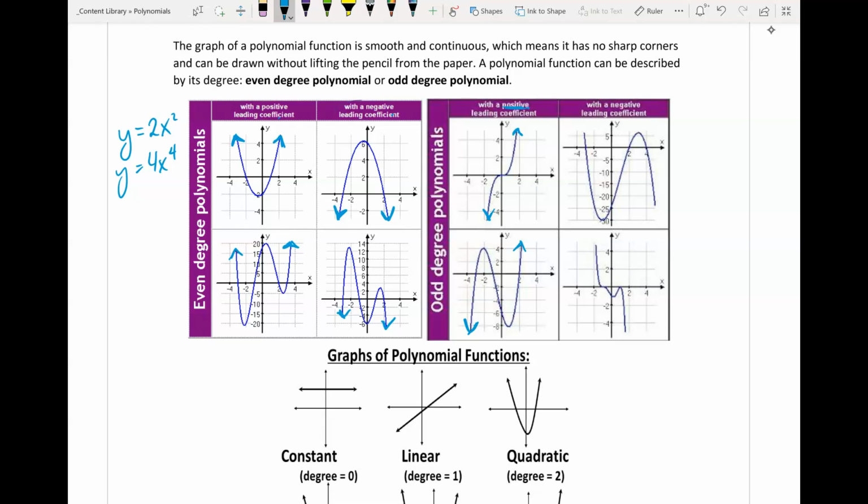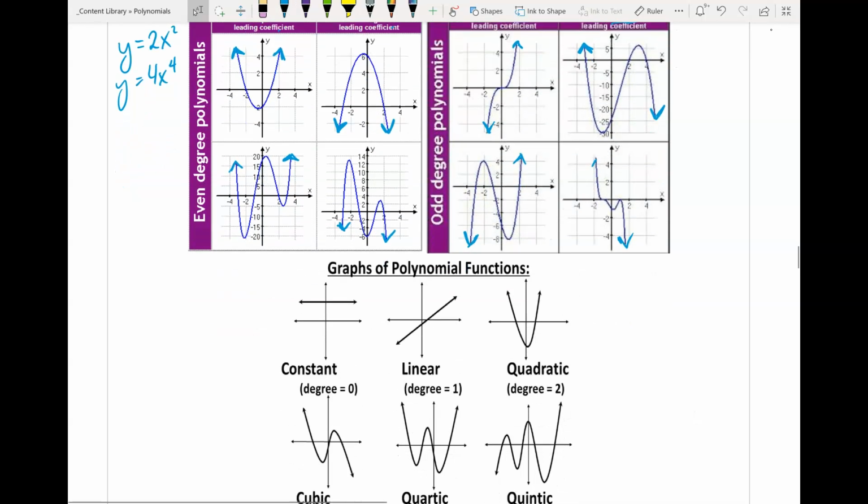And if you have a negative leading coefficient, then it's the opposite. It's a decreasing function. So your end behavior on the left side is going towards positive infinity, and on the right side it's going towards negative infinity. Okay, so this tells you how your end behavior is going to look depending on whether you have an even degree or an odd degree polynomial.